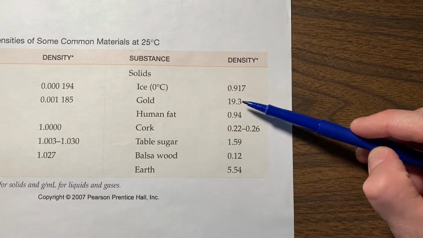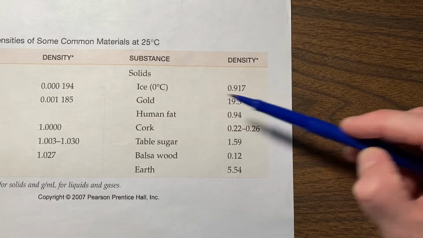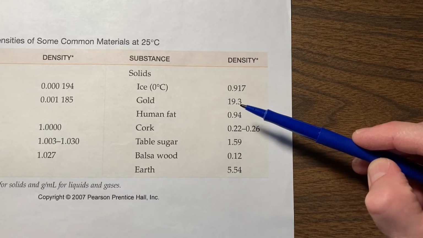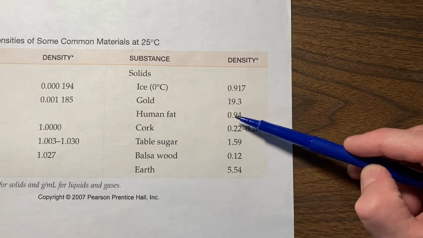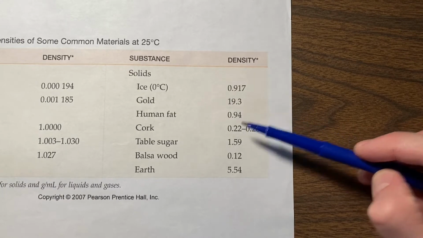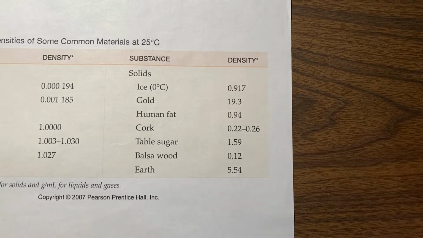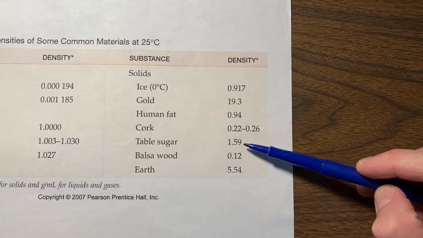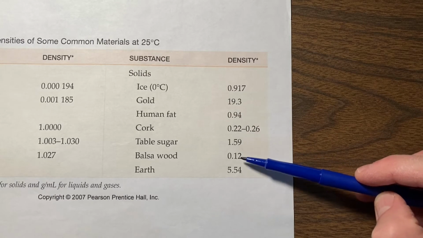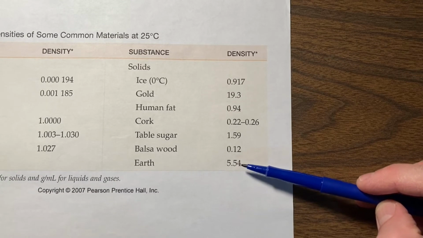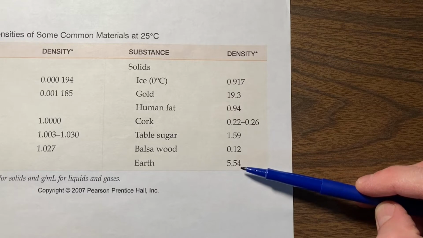Gold, you can imagine, is very dense. It's almost 20 times denser than water. That's why if you've ever held a piece of gold in your hand, it feels very heavy. Human fat and oils and things like that are always less dense than 1, so they float on water. Cork, of course, floats on water, so its density is less than 1. Table sugar is a solid, so that would have a density greater than 1. Balsa wood floats on water, density less than 1. And earth, dirt, and things like that, very dense. A lot of mass packed into a unit volume is greater than 1.